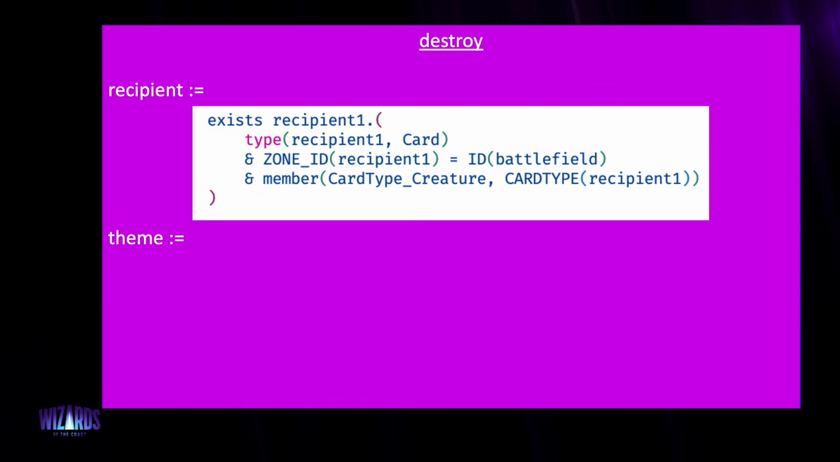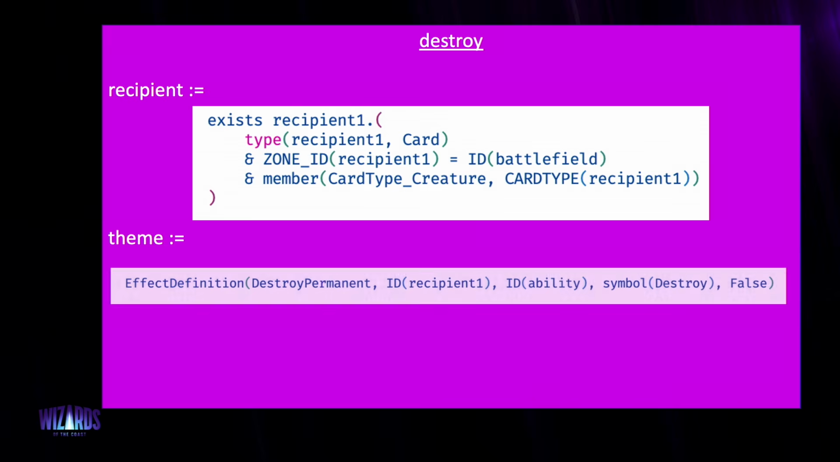Similarly, we need to define what the heck destroy is. And so we call the kind of meaning of the verb, the action that you're taking, a theme. And we represent it as some abstract effect definition, a game effect. In this case, it's a destroy permanent game effect. Permanent is magic jargon for all of those things that are on the battlefield that stick around. And then it has additional arguments. You see also that the theme is tied to one of the slots via the variable.